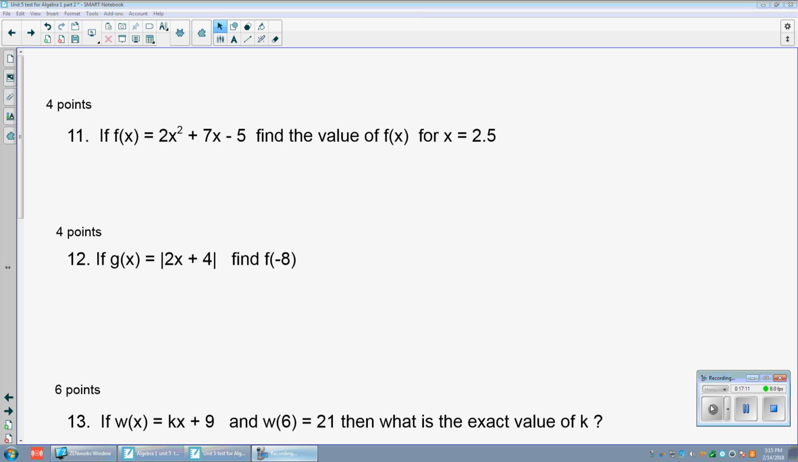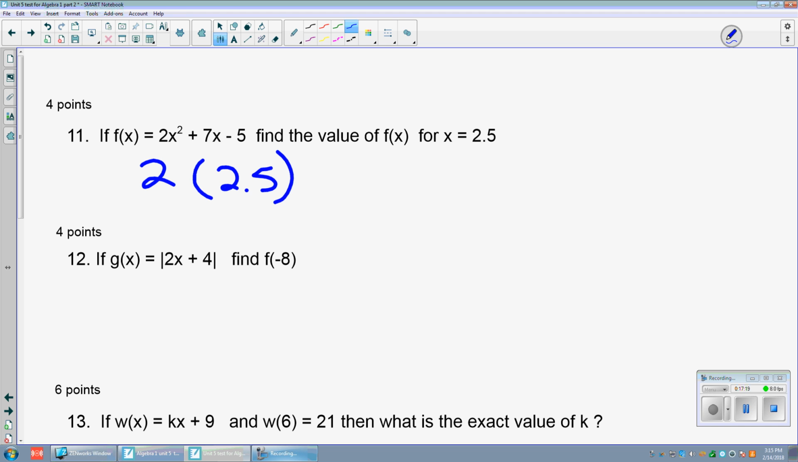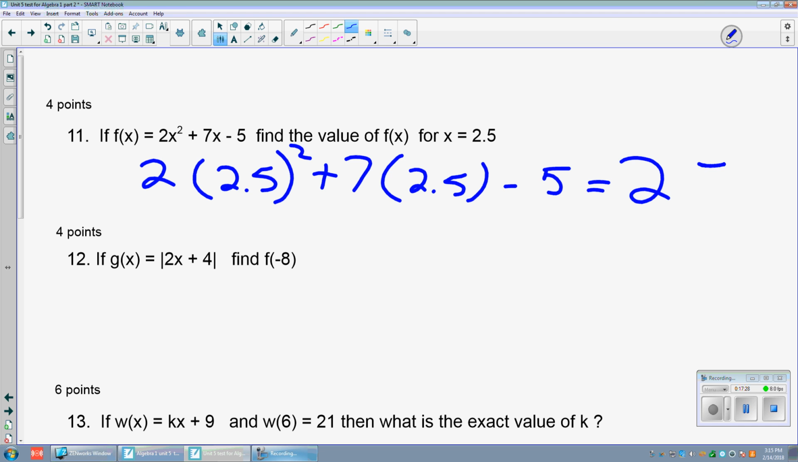Why didn't I get full credit for number 11 when I had the right answer written down? Well, because you didn't show any work. All you have to do is show 2.5 squared plus 7 times parenthesis 2.5 minus 5. You type that into your calculator exactly the way it looks, and you get 25, and you are done.